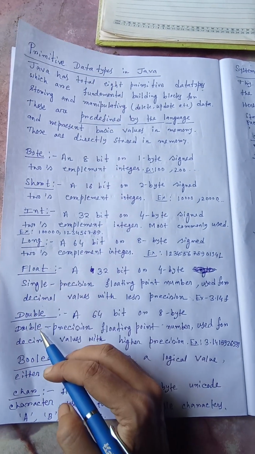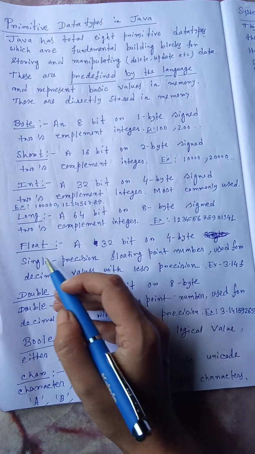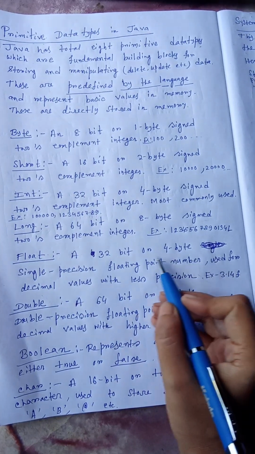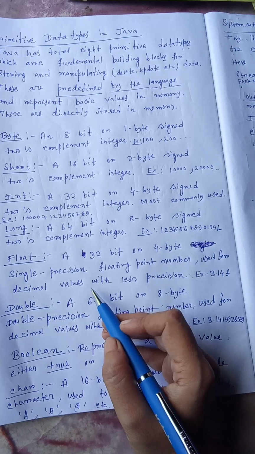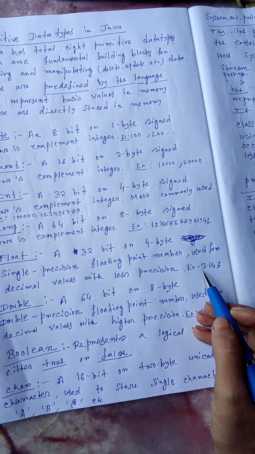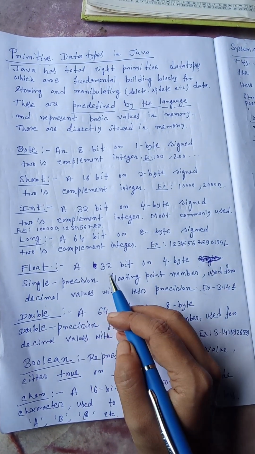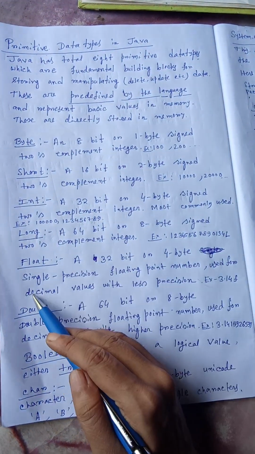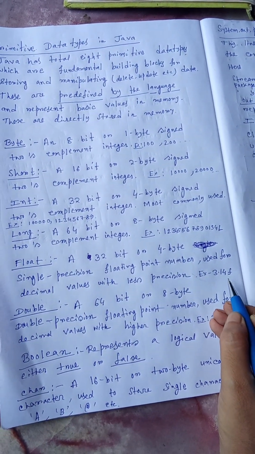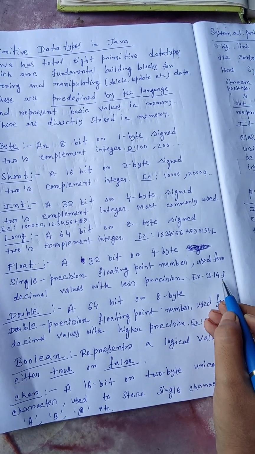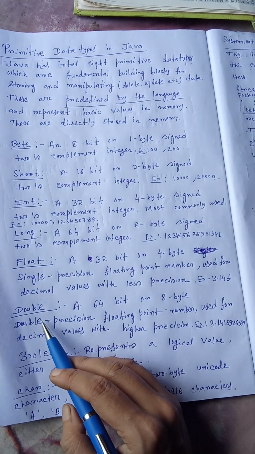Then come float and double. Float and double are used for floating point or decimal numbers. Float can store a 32-bit or 4 byte single precision floating point number, used for decimal values with less precision. Example: 3.14f. For the primitive data type float, we have to suffix a lowercase f with our decimal number. This is mandatory whenever we are using the float primitive data type in Java.